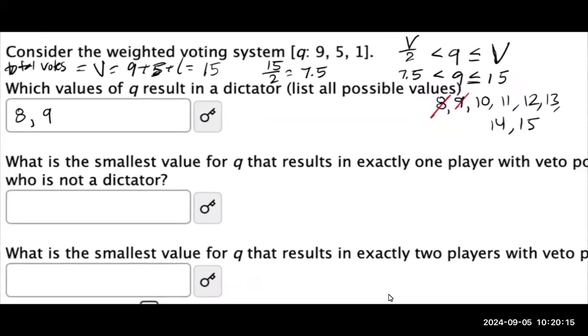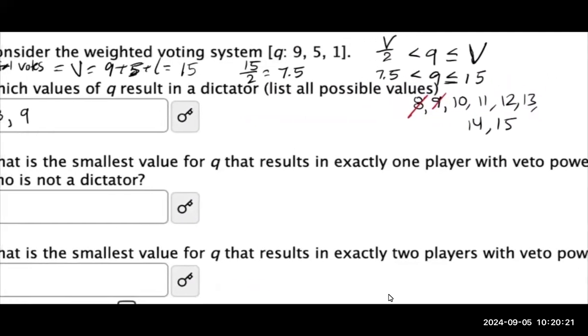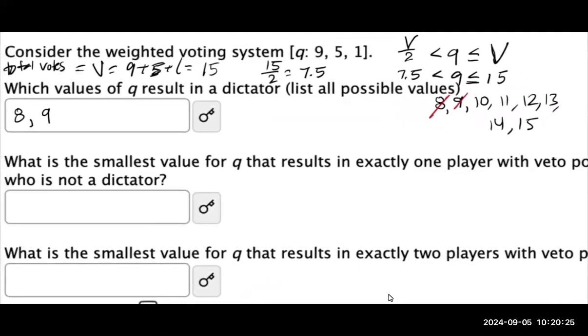So what is the smallest value for Q that results in exactly one player having veto power who is not a dictator? So let's start with 10. Let's guess and check. What if 10 is the quota? Then in this situation, let's take away player number 1, and remind ourselves of the definition of veto power. Veto power means that if this person walks away, the other people all together cannot pass the motion.